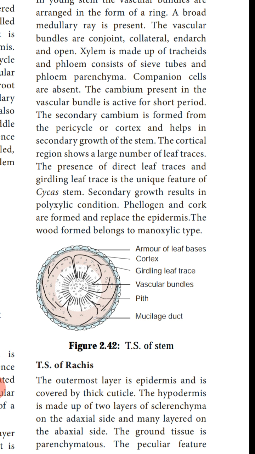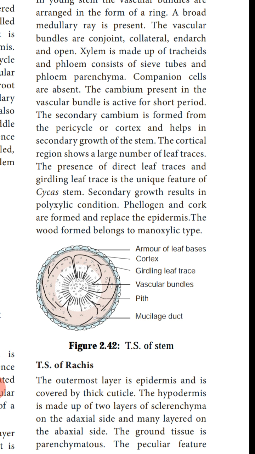So here, between the vascular bundles, when parenchymatous cells are present, it is called the medullary rays. The vascular bundles are conjoined, collateral, endarch and open. Now we can understand each term. Conjoined means the xylem and the phloem are present together as a bundle. Next, collateral: the xylem and phloem are present on the same radius. Then we call it conjoined.